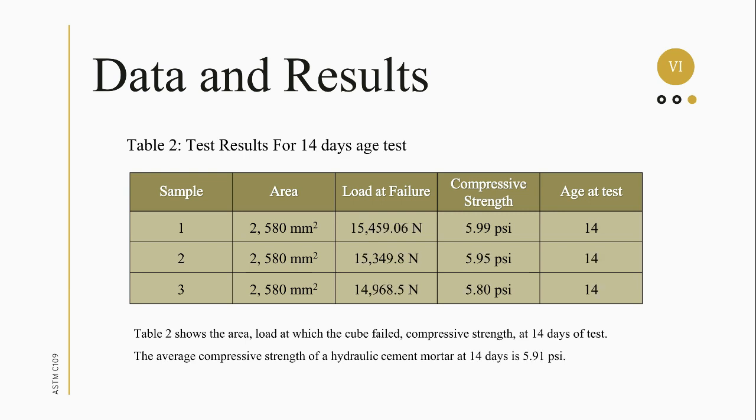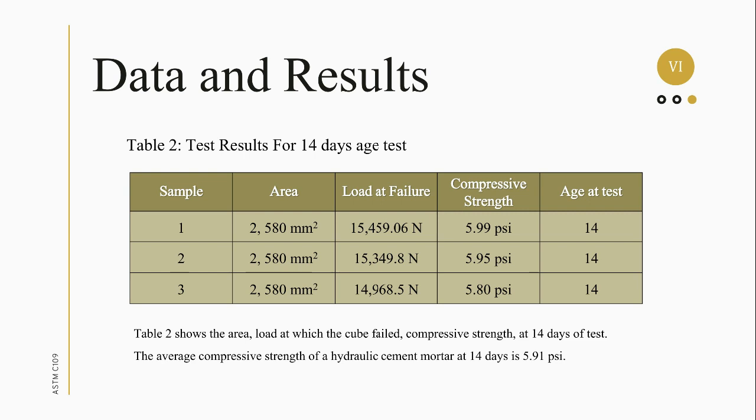In Table 2, it shows the test results for the 14 days age test. All 3 samples have the same area of 2,580 mm squared, but also differ in load at failure. Sample 1 has a load at failure of 15,459.06 Newton and leads to a compressive strength of 5.99 psi.